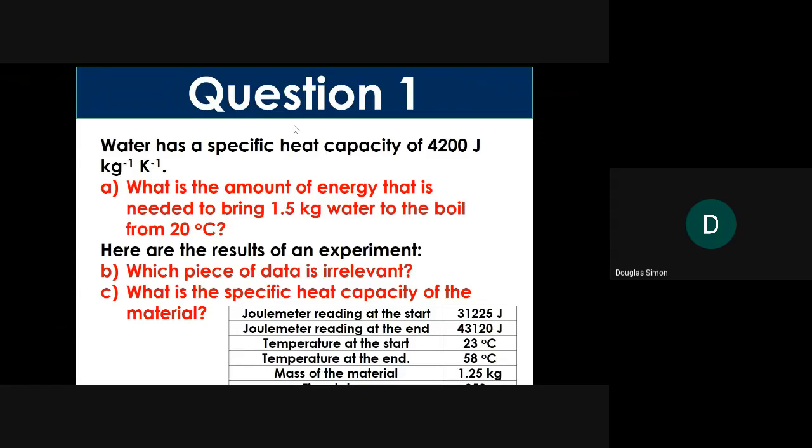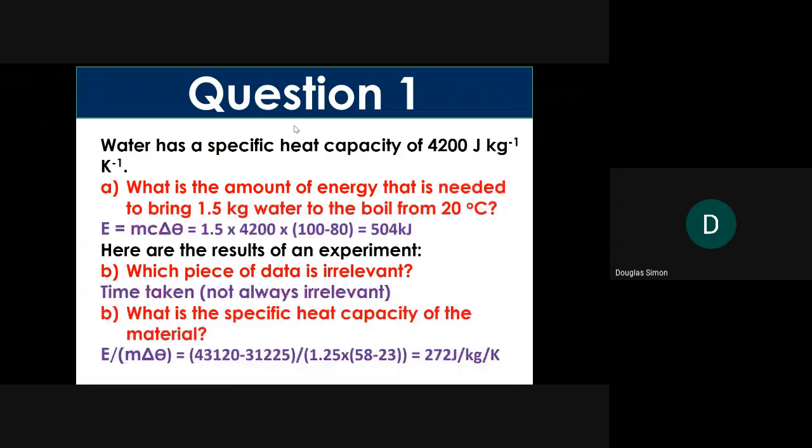Hopefully this did not cause you too much trouble. Let's look at the answers. So part A is a very simple calculation. Energy is mass times specific heat capacity times the change in temperature. So if we plug in the mass, the heat capacity and the change in temperature, it will give us our answer. You could give this in joules or kilojoules, it really doesn't matter.